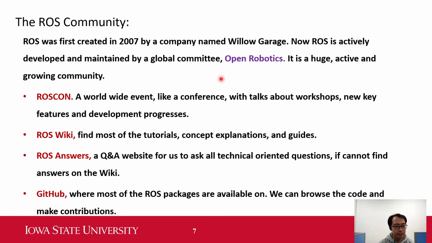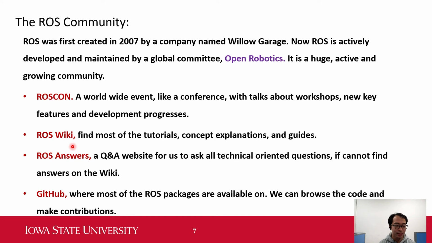Another thing to mention is the ROS community. Right now, ROS is actively developed and maintained by a global organization called Open Robotics. It's huge, active, and growing. The most important activity is called ROSCon. It's like a conference where the developers share their current progress and new key features for future versions of ROS.